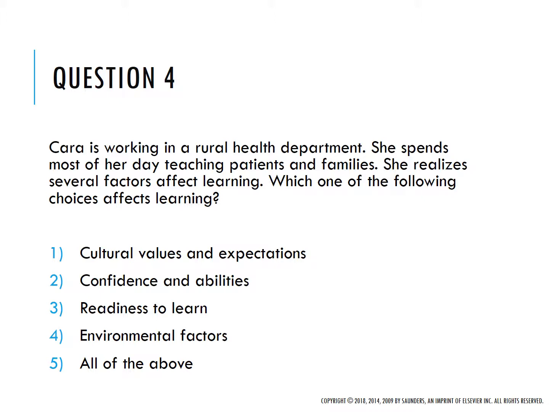Question number 4. Kara is working in a rural health department. She spends most of her day teaching patients and families. She realizes several factors affect learning. Which one of the following choices affects learning? Number 1, cultural values and expectations. 2, confidence and abilities. 3, readiness to learn. 4, environmental factors. Or 5, all of the above. Well, I'm sure all you guys know that it is answer number 5, all of the above. All of those factors affect the ability of learning.